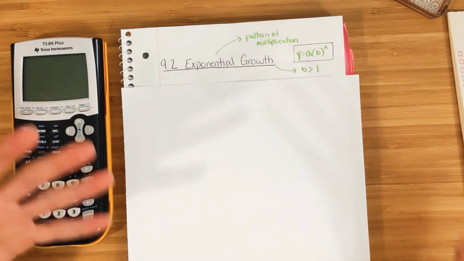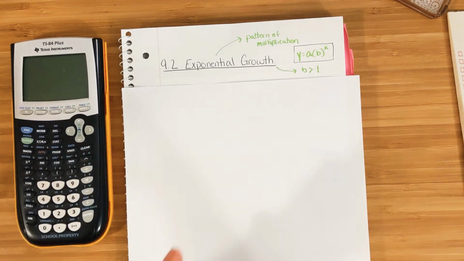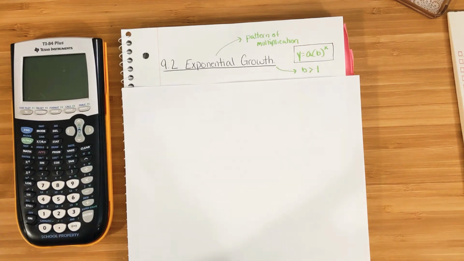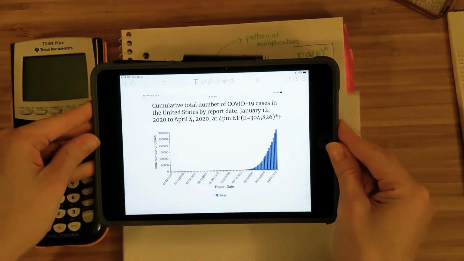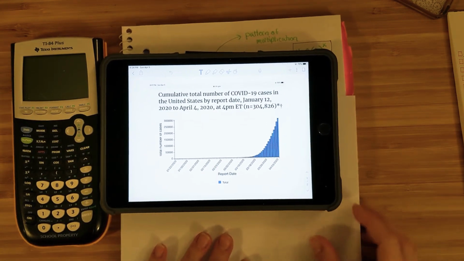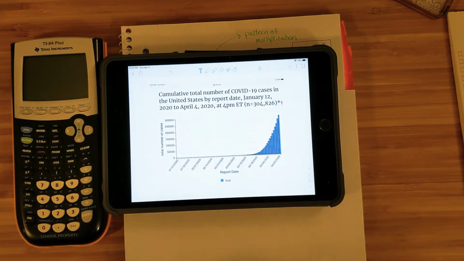But as you know, right now we are dealing with the COVID-19 global pandemic, and we are all home from school because this virus is so infectious and it's growing at such an exponential rate that we need to try to do what we can to slow that growth down. And I found a really cool image online from the CDC website, which is the official website for the Center for Disease Control, something like that. And these are the total number of COVID-19 cases in the United States from January 22nd all the way through to April 3rd.